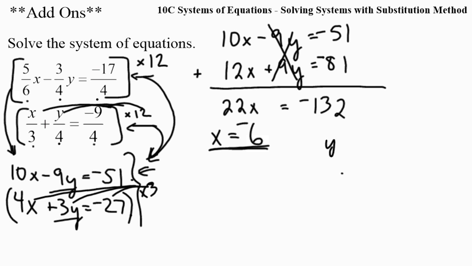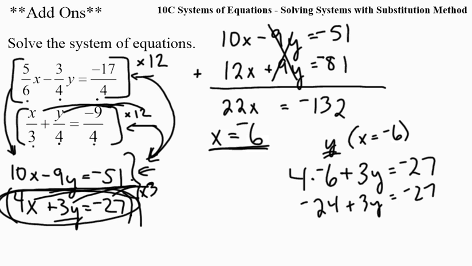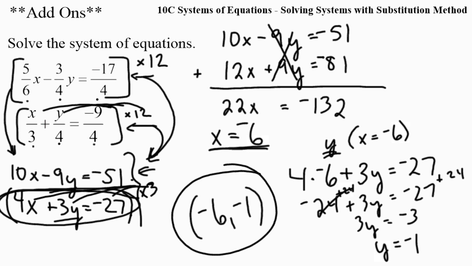Now I want to solve for y. If x equals negative 6, substitute into one of our equations. I'll substitute into the second one. 4 times negative 6 plus 3y equals negative 27. Negative 24 plus 3y equals negative 27. Add 24. 3y equals negative 3. Divide by 3. And y is negative 1. So negative 6, negative 1, there's your solution for that system.